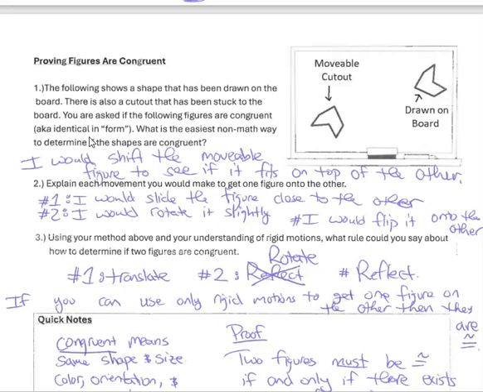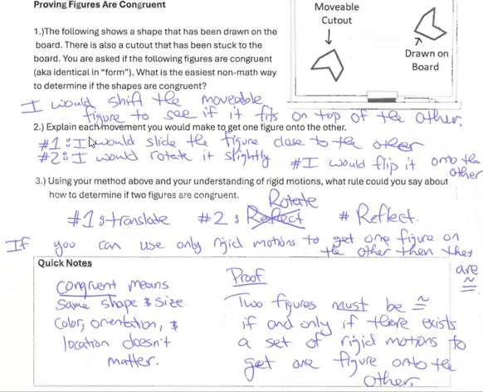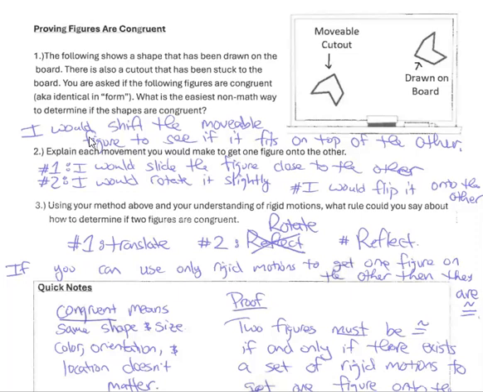Now, using the method above and your understanding of rigid motions, what rule could you say about how to determine if two figures are congruent? So in this case, it seemed like we translated, then we rotated, and then we reflected. So I believe what it is: if you can use only rigid motions, translation, rotation, reflection, and get one figure on top of the other figure, then they must be congruent.